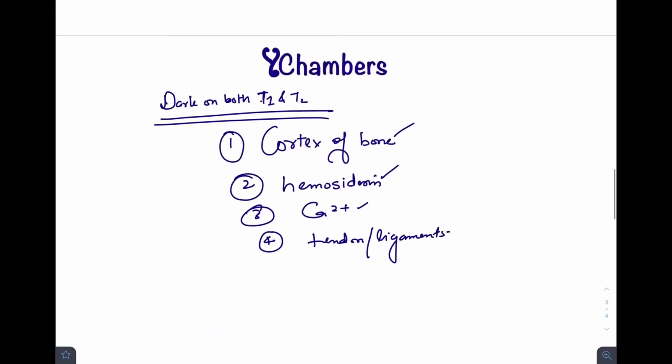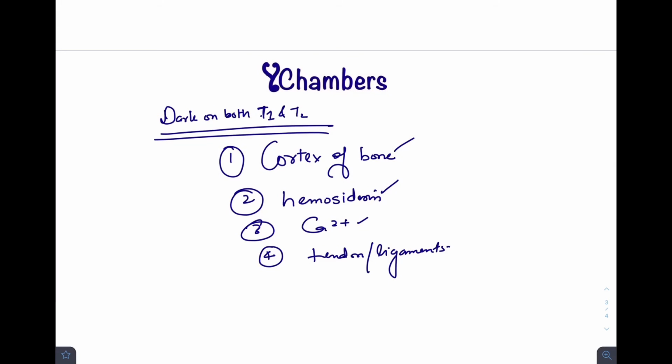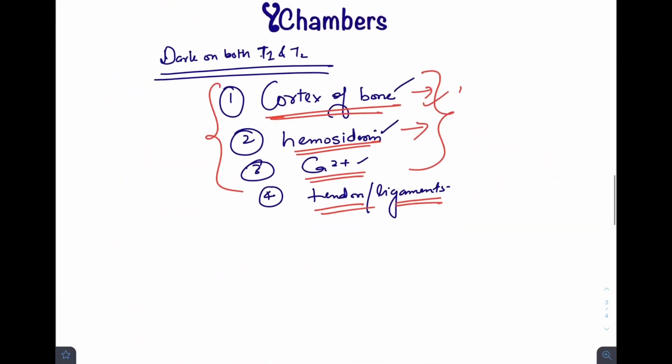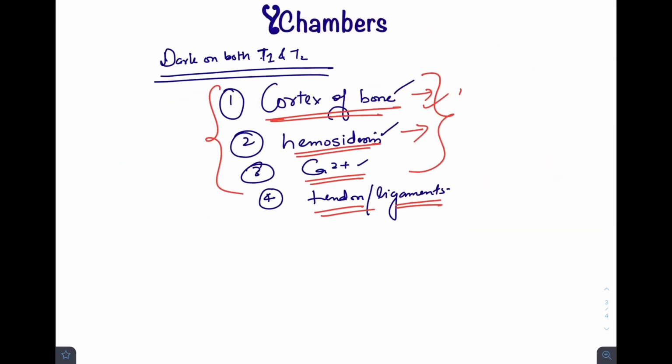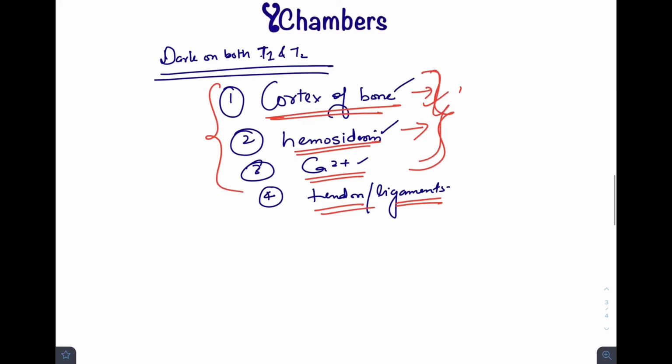So what is dark on both T1 and T2? So I remember it as cortical bone will be dark on both T1 and T2. The hemosiderin will be dark on both T1 and T2. The calcium will be dark on both T1 and T2. The tendon and ligaments will be dark on T1 and T2. Since we are here concerned about the brain imaging, we will be discussing only the three parts.